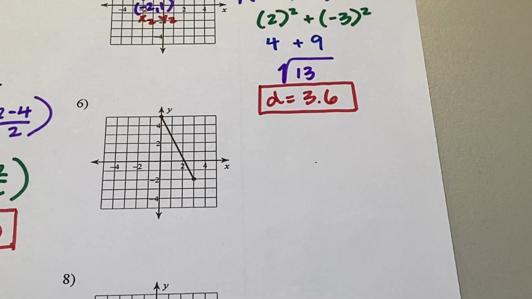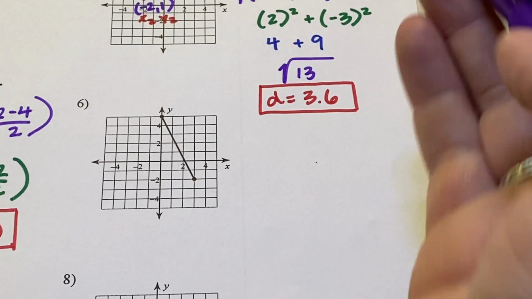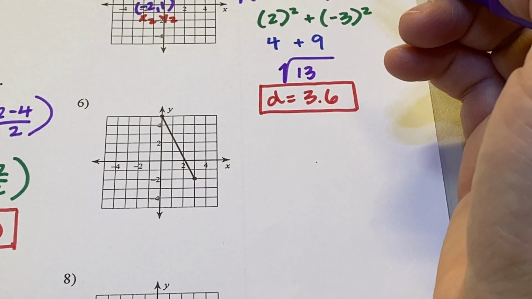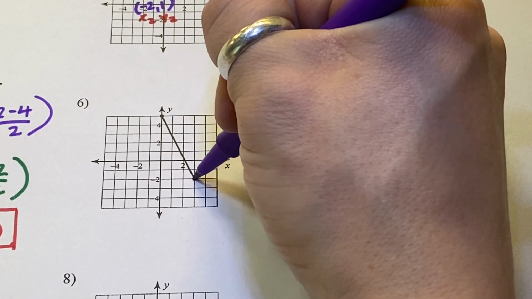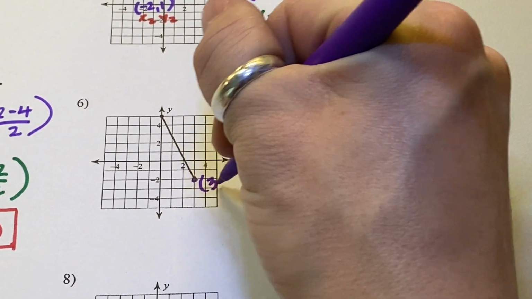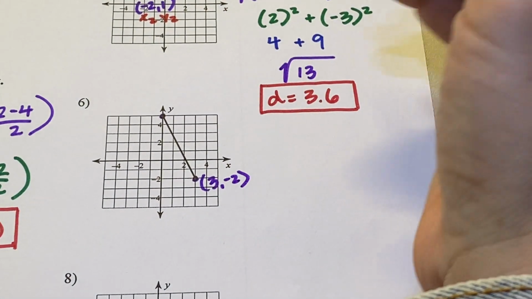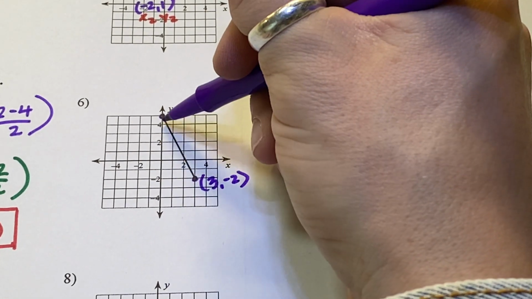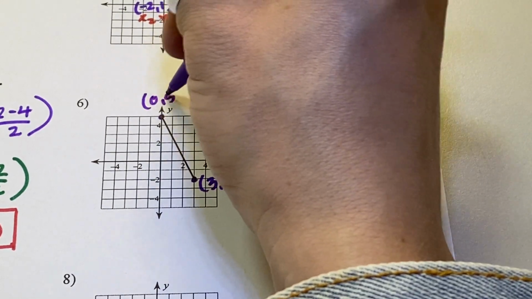Okay, let's try that again. Number 6. Somebody help me identify these 2 coordinate points so I can plug them into my formula. What you got, Leo? 3, comma, -2. You got it. Who's got my second one? Carl? 0, comma, up to 5. Got it.